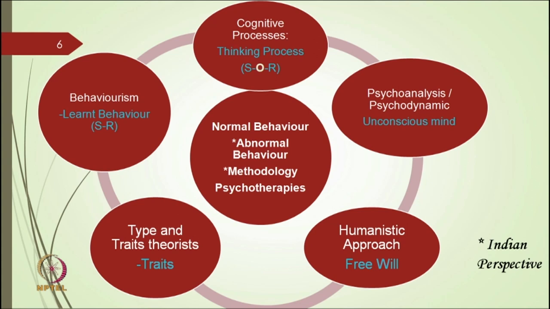Psychoanalysis, psychodynamics, they focus mainly on unconscious mind, which is contributed by our childhood experiences. And for type and trait psychologists, basic unit for studying human behavior is traits. And as I mentioned, humanistic perspective is saying that we are free, we have free will and we are programmed to grow. If we just count some other factors along with these basic units, I think we can understand these perspectives a little bit more.